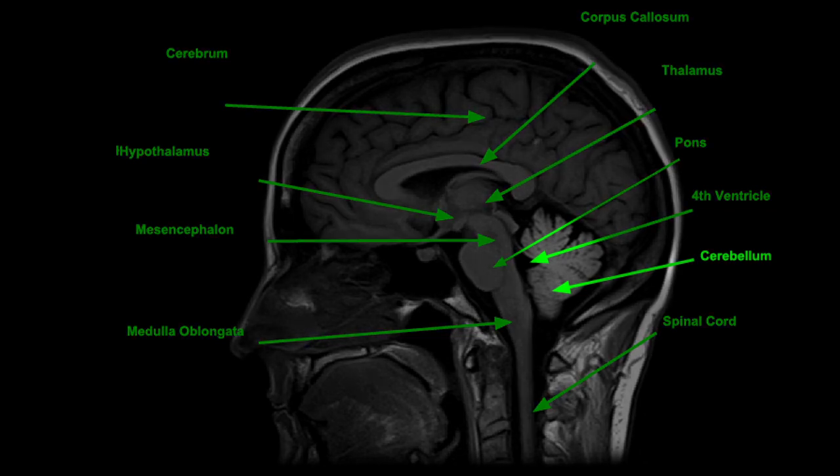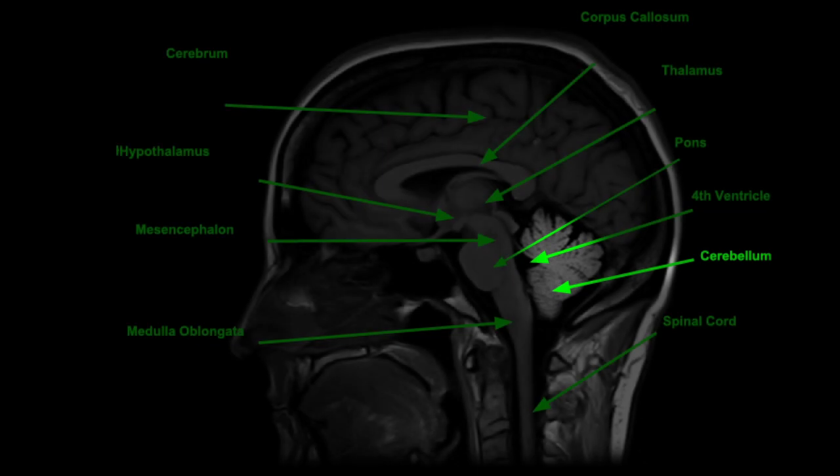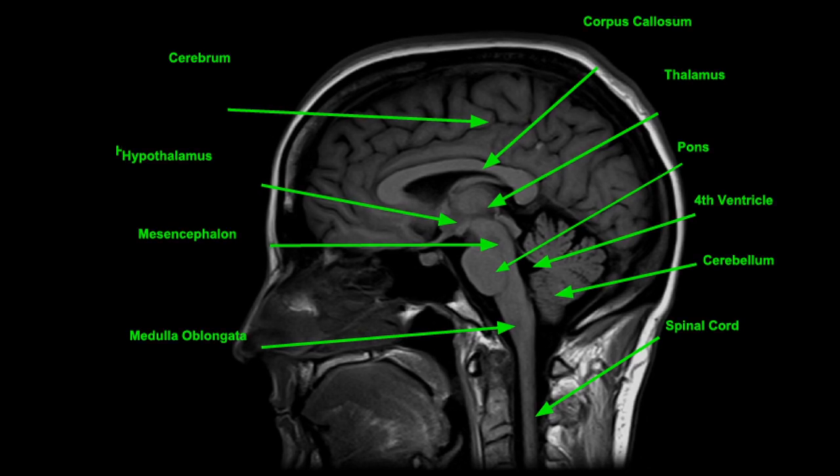Moving up, we encounter a round-shaped object, called the cerebellum. The cerebellum is responsible for coordinating muscle movements, for example swinging a golf club, riding a bike, walking. Anything that takes a little bit of skill to do.